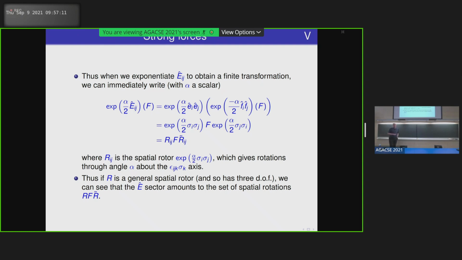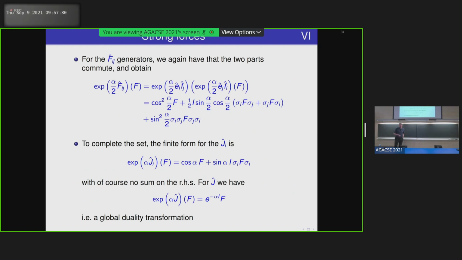So if R is a general spatial rotor, it has 3 degrees of freedom, and we can now see that the E sector amounts to the set of spatial rotations R e R reverse. So we've uncovered a very nice symmetry beneath what happens with the big E's. We're approaching the end of time. There's a bit more to go.